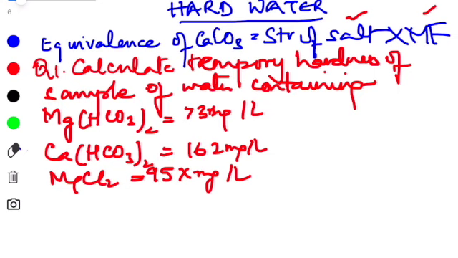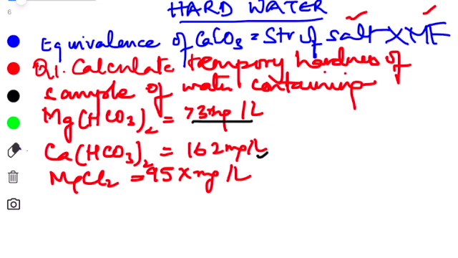Okay, so today we'll be doing a little bit of practice upon some of the numericals related to the hardness calculation. We start with the question, and the question says calculate the temporary hardness of the sample of water containing magnesium bicarbonate. So we have magnesium bicarbonate in our water sample, and what is the strength given? The concentration is 73 milligrams per liter. And what else does it contain? It contains calcium bicarbonate, which is 162 milligrams per liter, and magnesium chloride, which is 95 milligrams per liter.